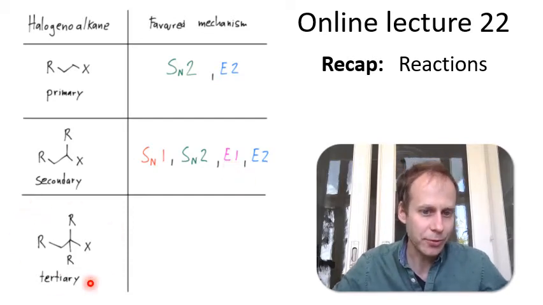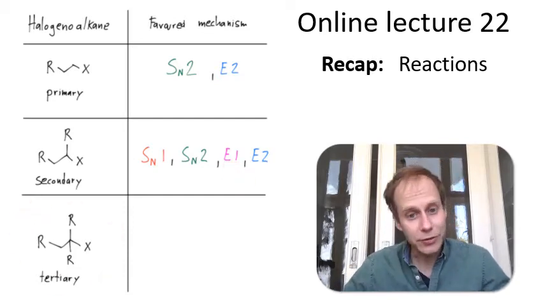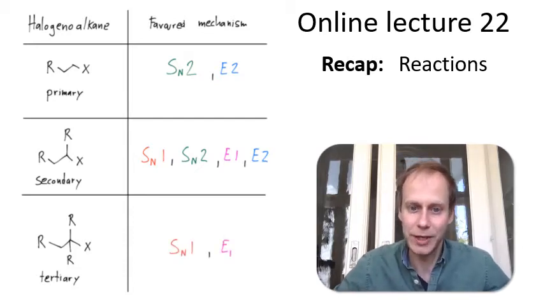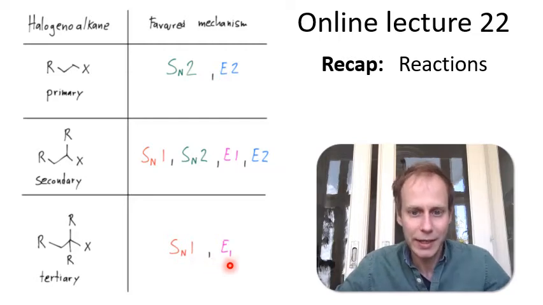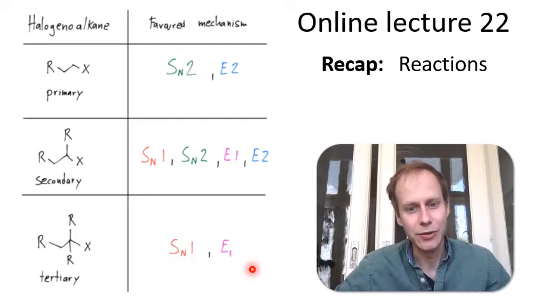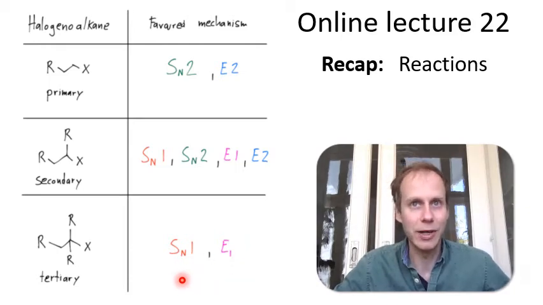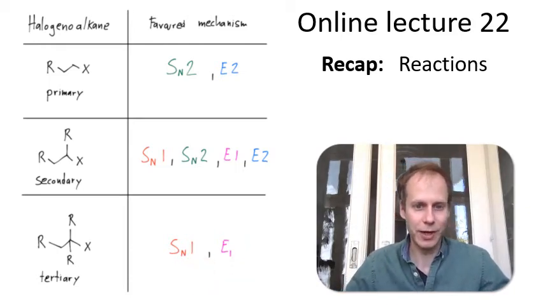The tertiary halogenoalkane allows for the formation of stable carbocations, and that's why you have either SN1 or E1 reactions. So again, a base determines elimination and a regular nucleophile a substitution reaction.